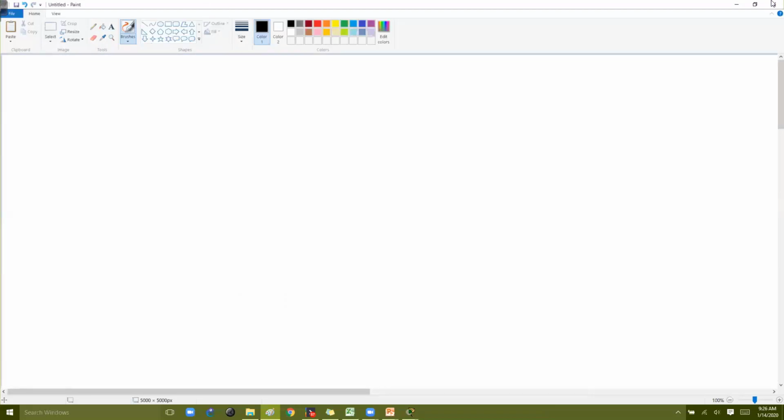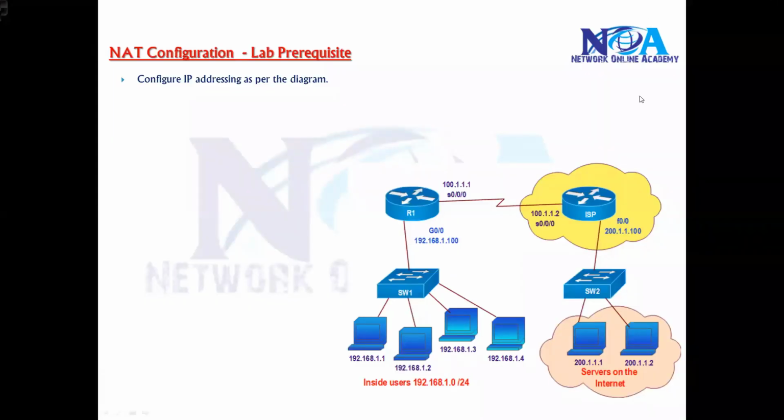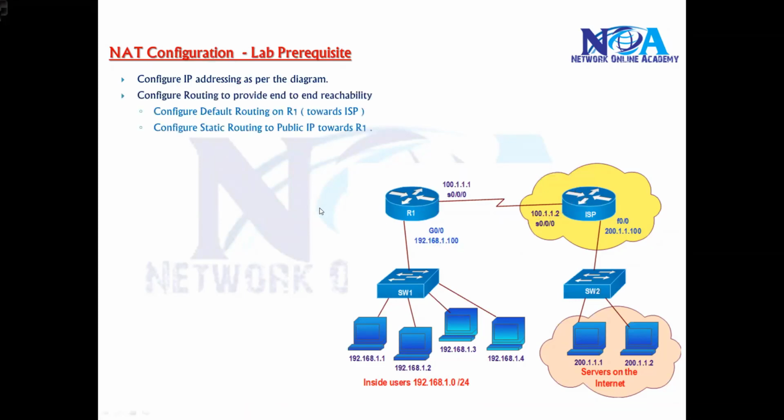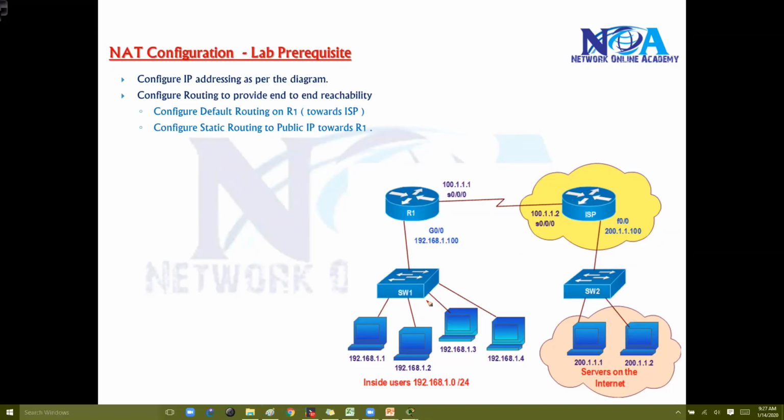The prerequisite we'll see first. The first thing is to configure the basic IP addressing here, as per the diagram. We assume this is your public interface where we are connecting to the internet. The next thing is we'll be configuring the routing. We need to make sure that this 192.168.1.0 subnet is able to reach these servers. So reachability is important.